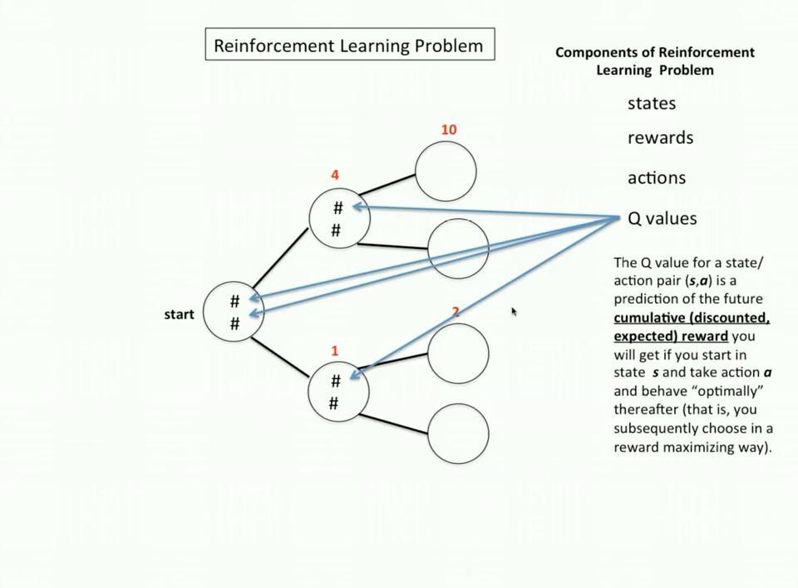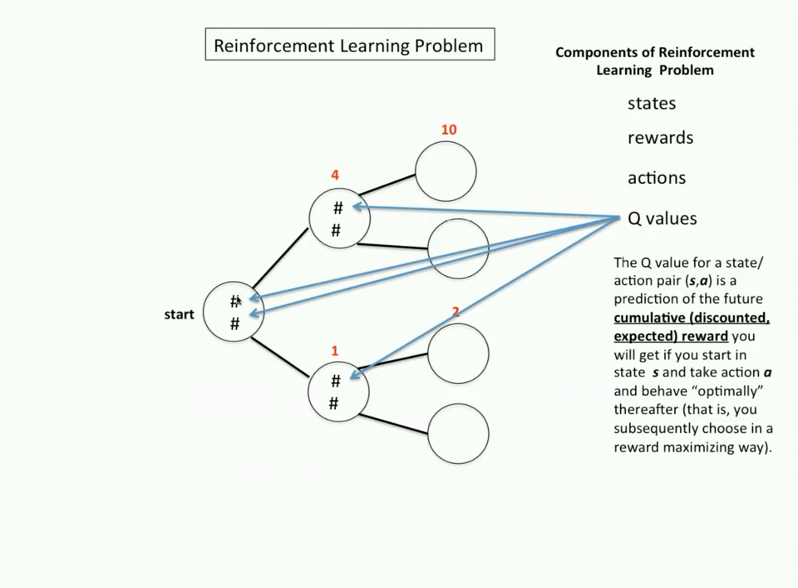Q values are different in 2 respects. First, they attach to state action pairs. So that's why there's 2 Q values here, because in this state there's that action and that action. So this Q value on the top is associated with being in this state and taking that action. This Q value is associated with being in this state and taking that action. There's no Q values here because there are no actions there.